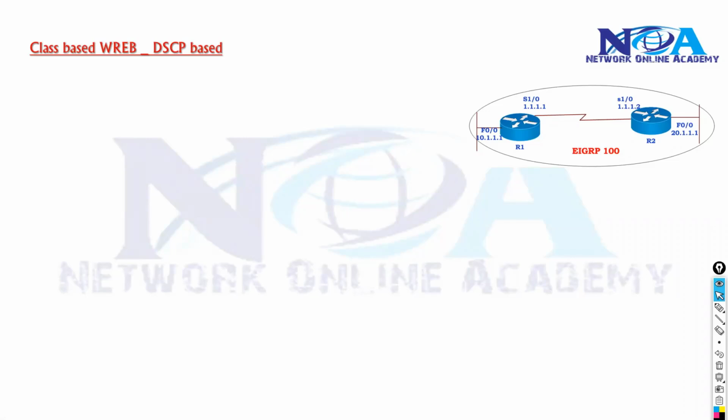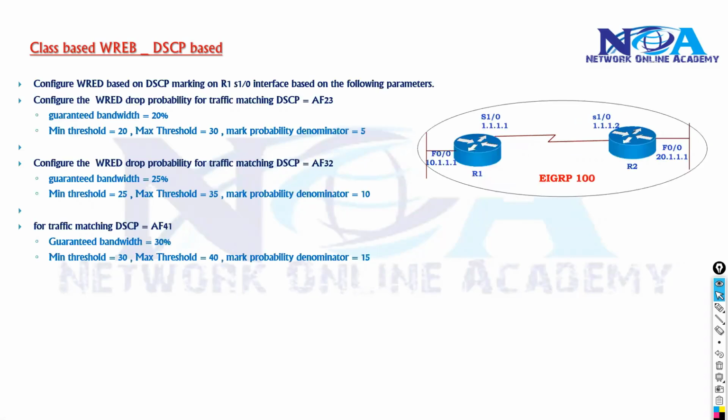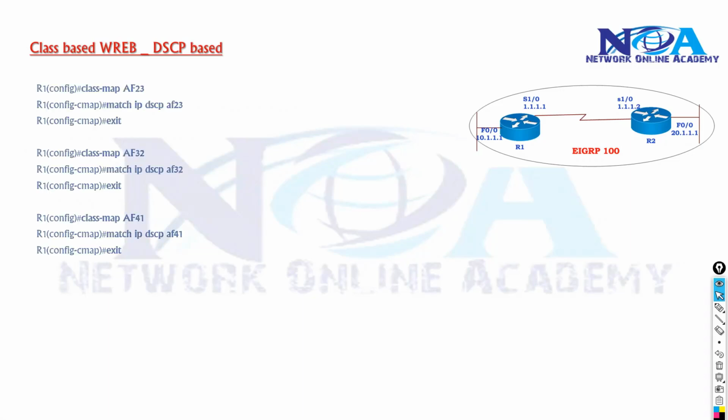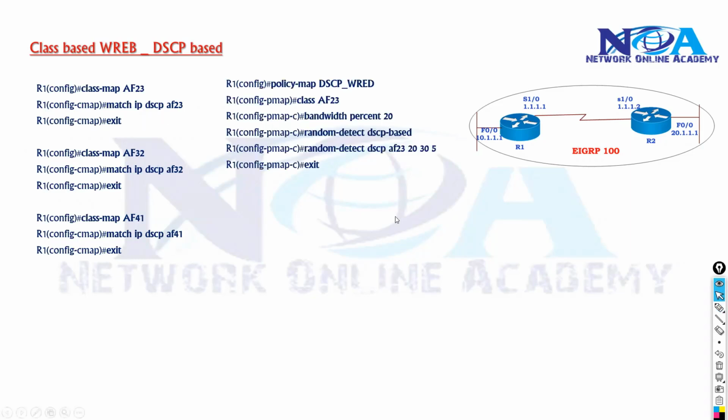Now, in a similar way, you can configure weighted random early detection for DSCP marking as well. Here is one more example you can go ahead and configure and verify. Here, I'm creating 3 different marking options, but this time based on DSCP. If the marking values come with these DSCP values, I'm going to match that particular traffic.